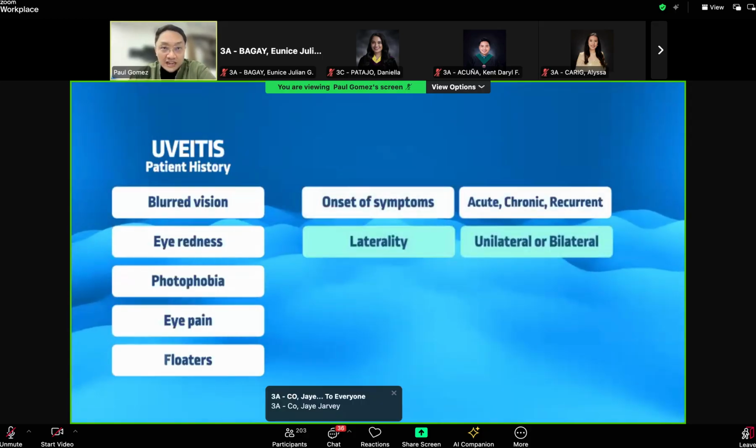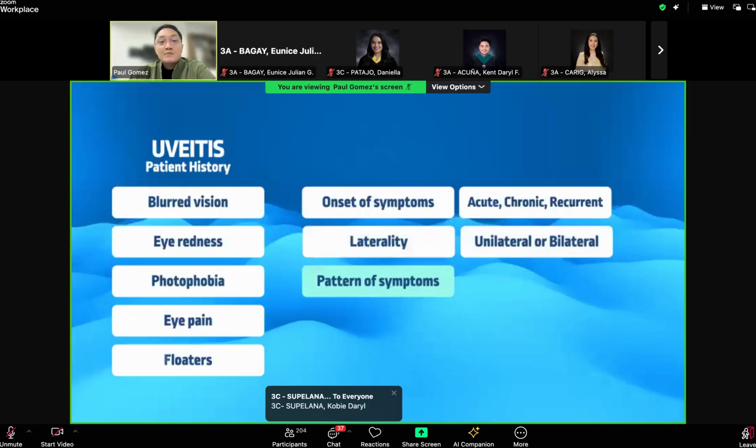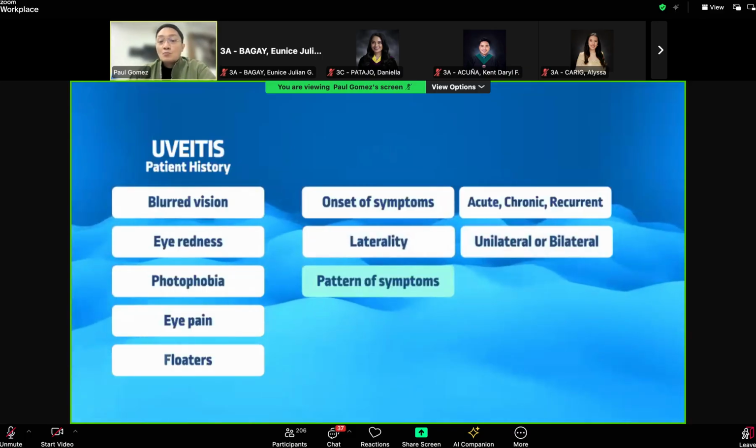You also have to look at the laterality. Kanang mata lang ba? Kaliwang mata lang ba? Or baka both eyes yung affected for the patient. The pattern and timing of symptoms must also be looked at. So you have to ask, kailan to nangyayari? Do the symptoms become more severe at certain times of the day or baka related to any of their activities?